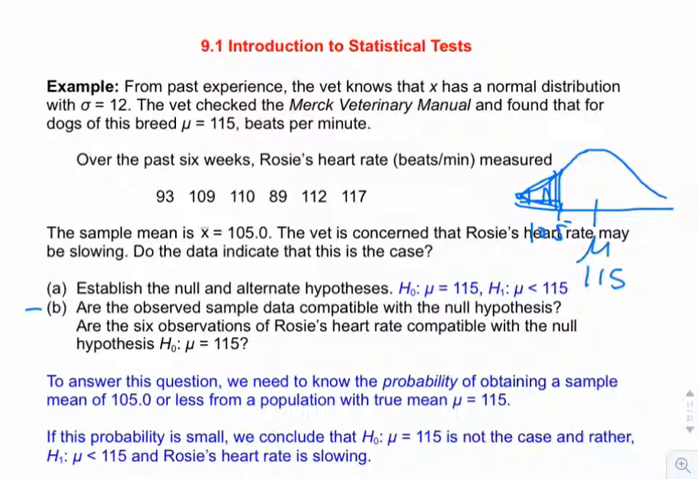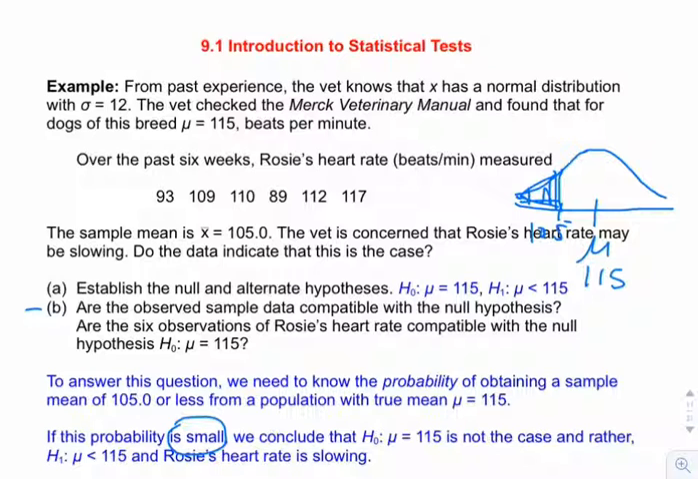Okay. So the actual calculation is going to be familiar from Chapter 7. So if there's a very small probability that this happens just in a random sample, then we'll conclude that the mean being 115 is not the case, and rather that the mean is actually lower than 115. So if it's a very, very small chance to get a sample of 6 with a mean of 105, then we'll say that we're going to reject H naught and we'll go with our alternative hypothesis.